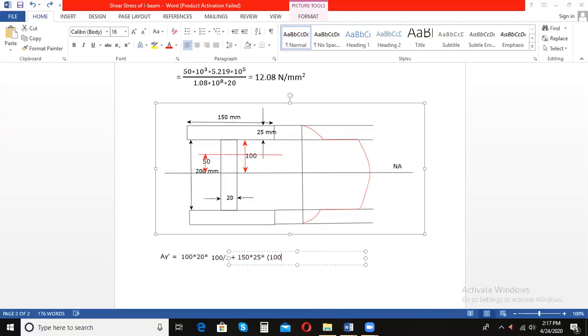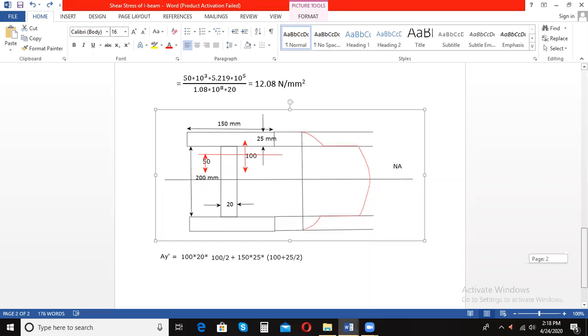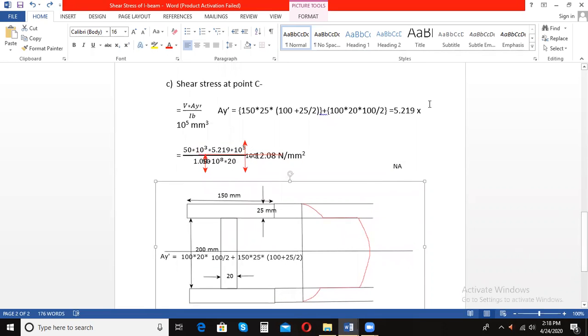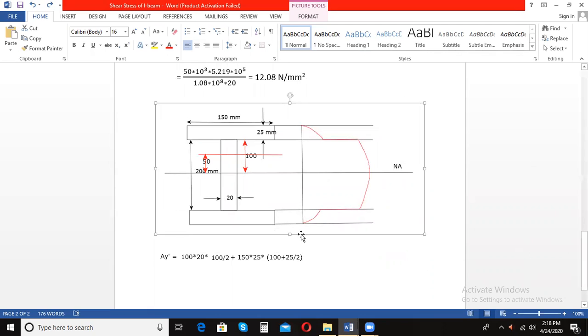100 plus 25 by 2, that is 112.5. So if you calculate it, I have already done the calculation, the value is coming out as 5.219 into 10 to the power 5 millimeter cube.